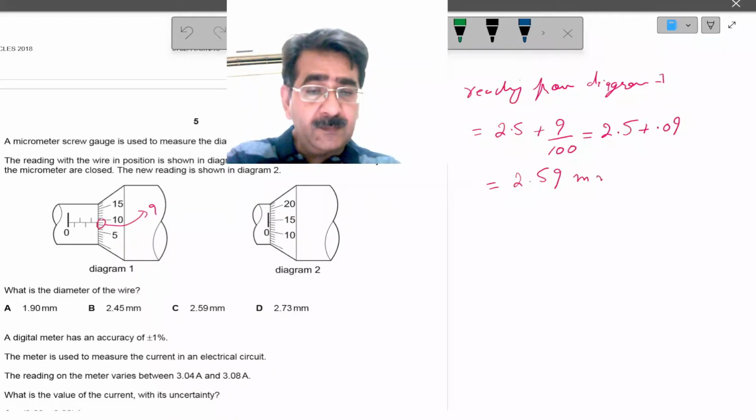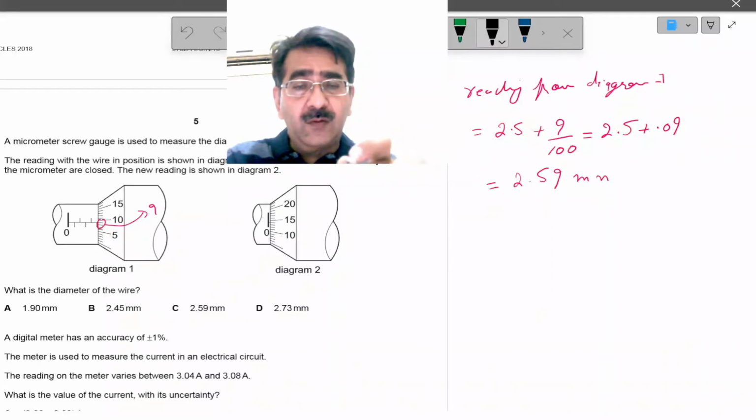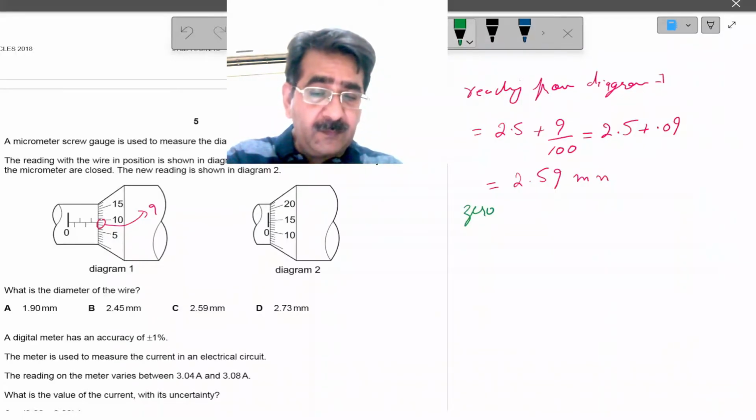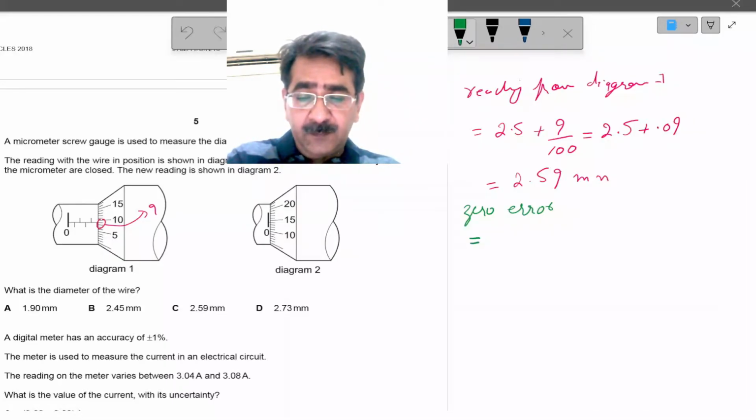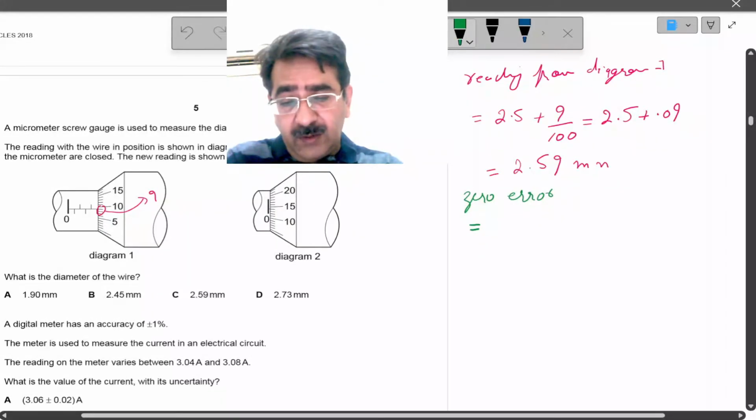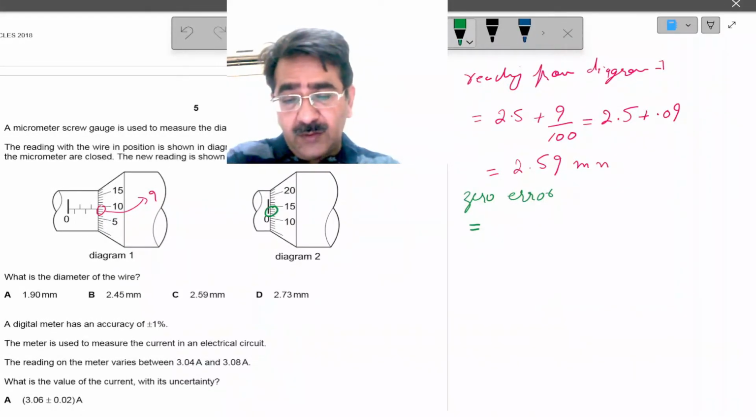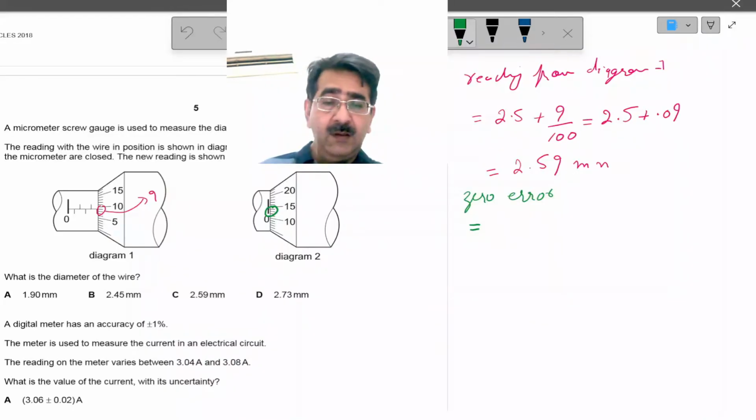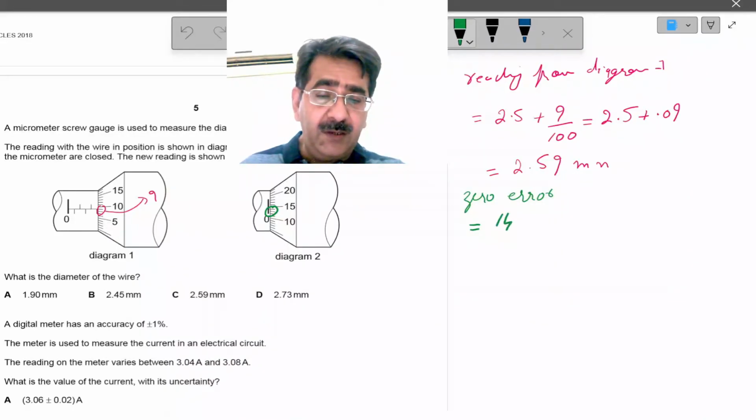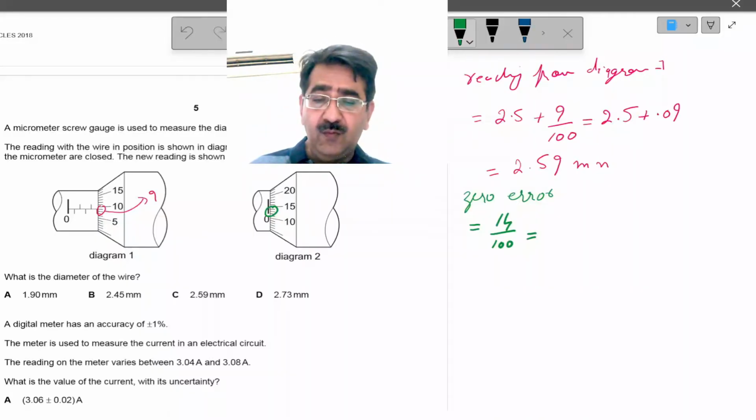Now about the zero error. The zero error is 14, so zero error will be 14 divided by 100, and that will be equal to 0.14.